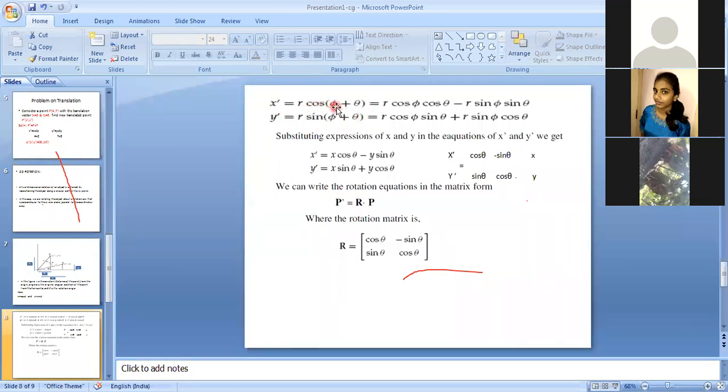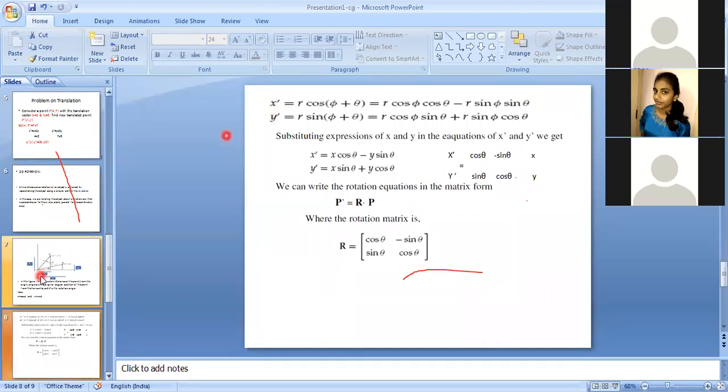So this we will expand based on cos(a plus b), and this on sin(a plus b). What is cos(a plus b)? Cos(a plus b) is cos a cos b minus sin a sin b. On the same lines, what is sin(a plus b)? It is sin a cos b plus cos a sin b. This is how I will expand my x dash and y dash.